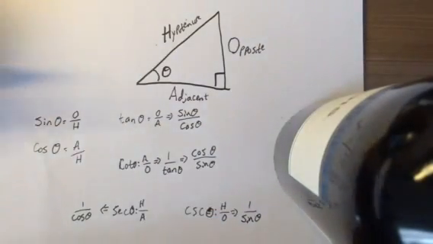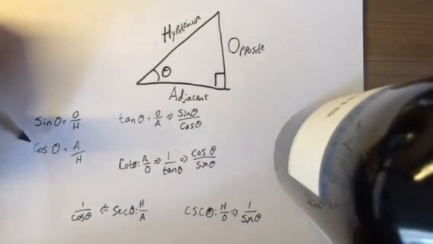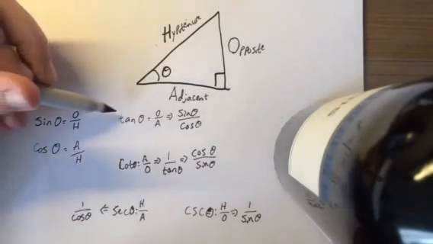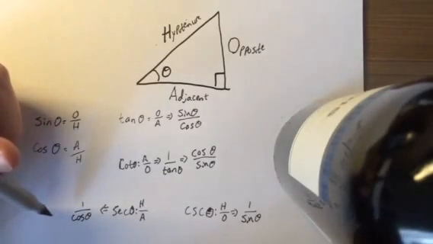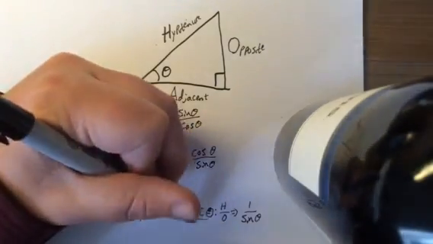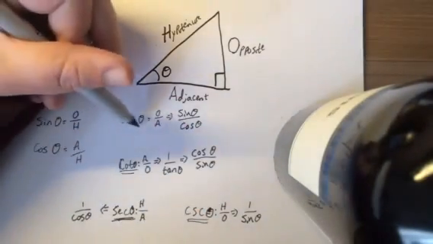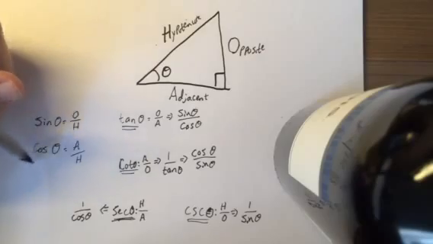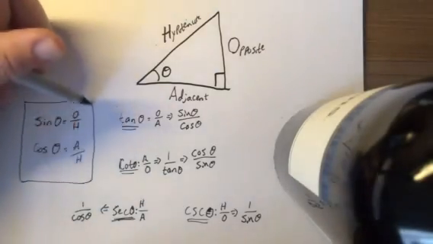So if I can figure out my sine theta and my cosine theta, then I can figure out all the other trig functions. So my trig functions, though, are my secant, my cosecant, my cotangent, my tangent, and then my biggies. My biggies are my sine and my cosine.